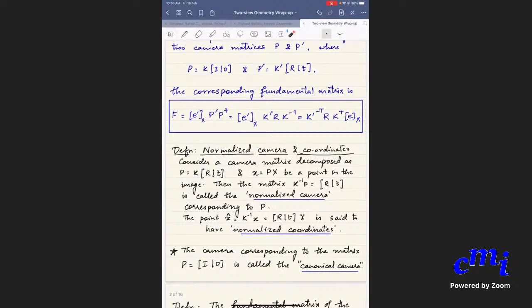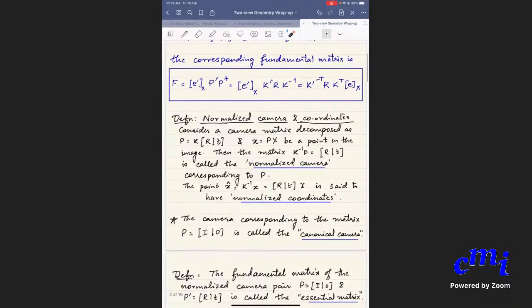Historically, the idea of the essential matrix came first. As you will see, the essential matrix is the simplest way of thinking about this entire setting, and the fundamental matrix was a generalization of that idea. But when we do these things theoretically, usually, or at least in this book, the fundamental matrix is defined first, and as a special case of it, the essential matrix is defined. So for the essential matrix, we need to first talk about the normalized camera.